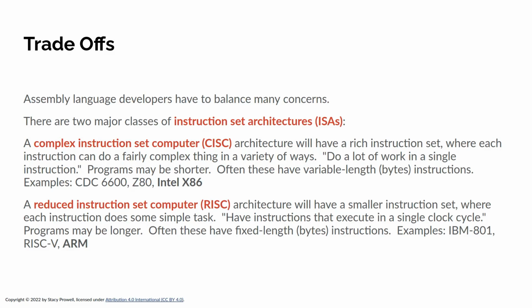And then there's RISC. So RISC came along a little later, and the idea was we're going to have a reduced instruction set, and each instruction will do one simple task. And I want them all to execute, if possible, in a single clock cycle. So programs may get longer because they don't have these complex instructions. And there are lots of examples of that too. The RISC-V is one, the ARM is one. And one nice thing is, in terms of pipelining and fetching, instructions are all the same length.